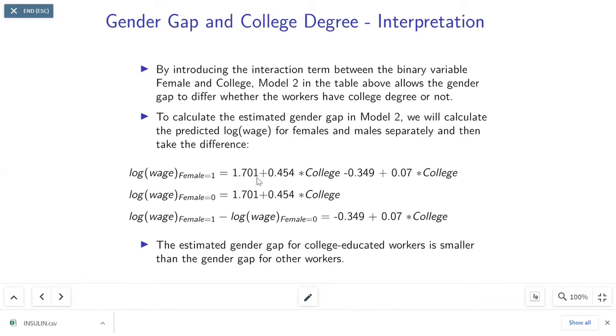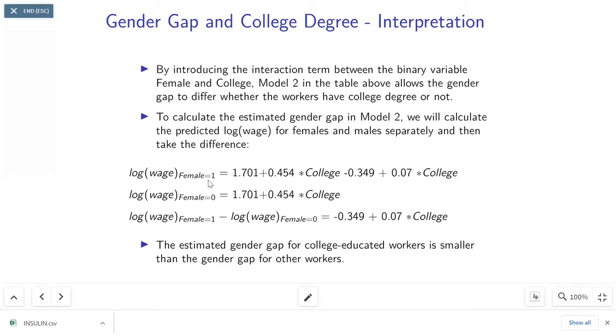the intercept plus the coefficient on college dummy times the college dummy minus the coefficient on female times the female dummy, which is equal to 1 in this case, plus the coefficient of the interaction term times college times the female dummy, which is equal to 1. Similarly, we can write the log wage when the female dummy is equal to 0.